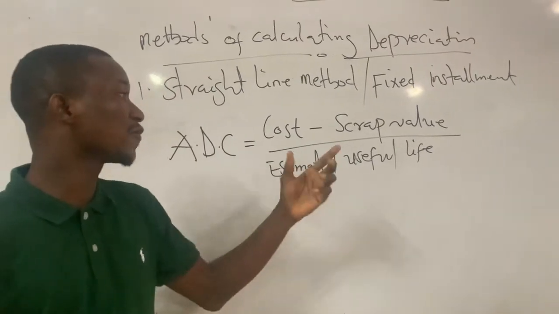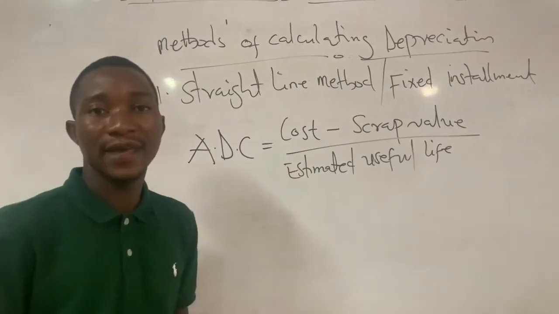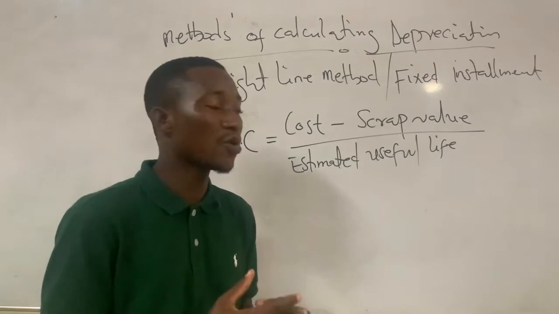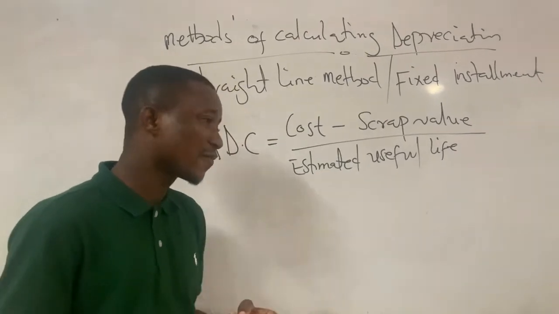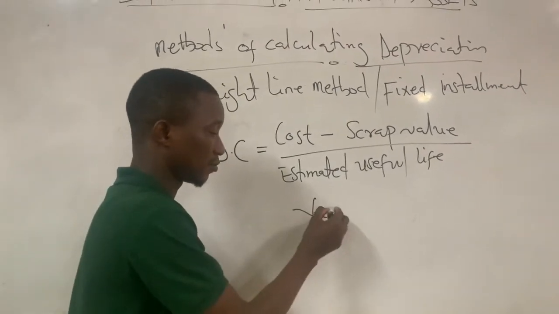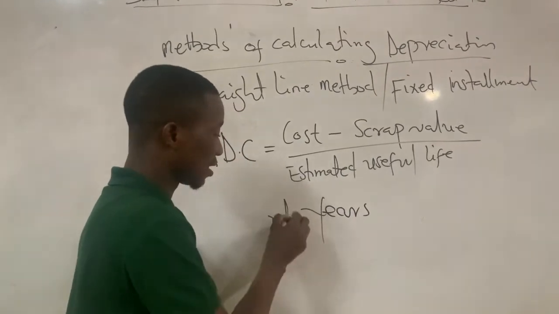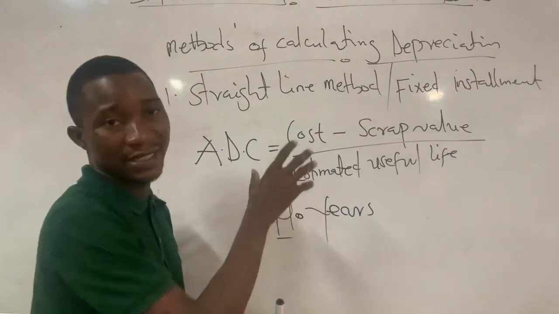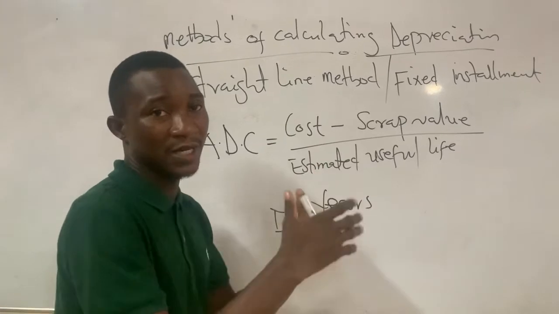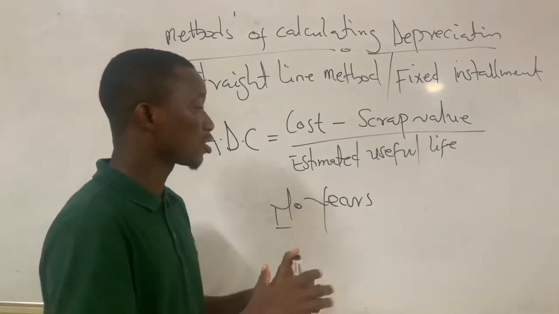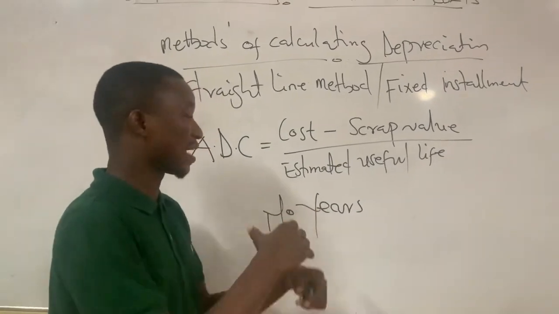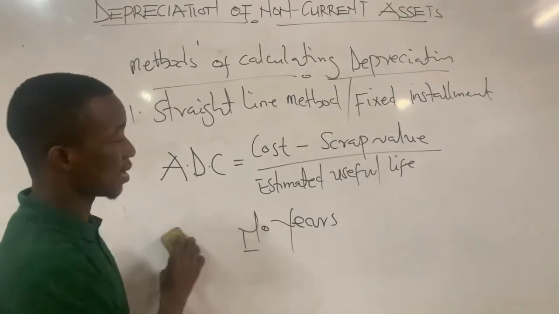And the estimated useful life is the number of years we think the asset will be in existence in your business. And this useful life, or the number of years, is an estimation. It has been estimated. Is that okay? It is not a fixed number of years, but it is an estimate. That is what you need to understand.